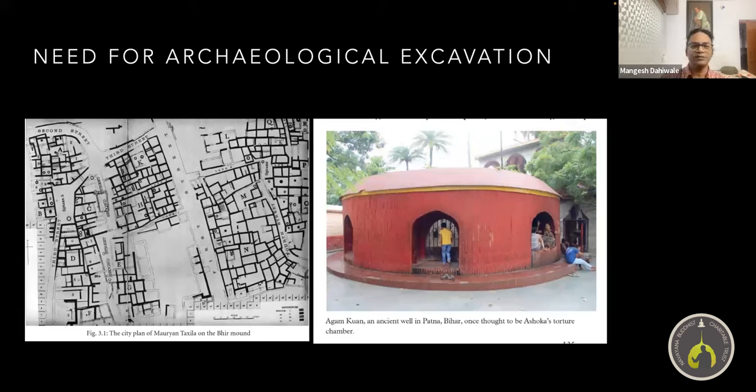This is, of course, the city plan of Mauryan Takshashila on the Bhir Mound. But we need to discover more of these cities, because they are there. Wherever there is a Mahachaitya, deep down near to that, there are the Ashokan cities which are deeply buried.